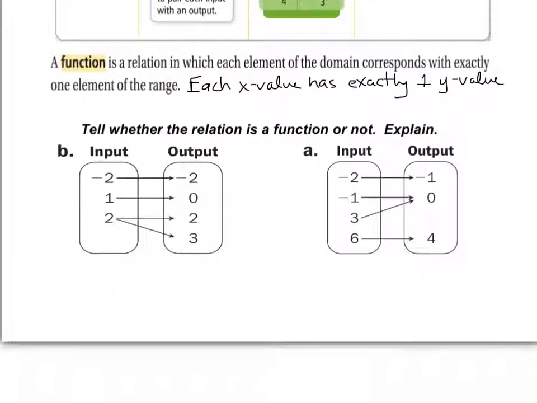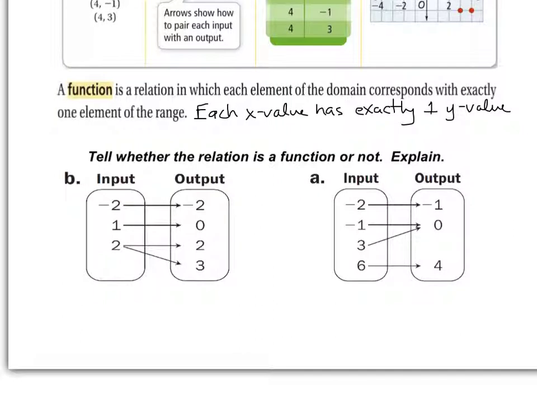Now, as we look at these, tell whether the relation is a function or not, okay? So, as we look at this, what you're trying to identify is every X, you can only use each X value once, okay? You can only use each X value once. If you're using the X value 2 times, then I'm sorry, you're not a function.